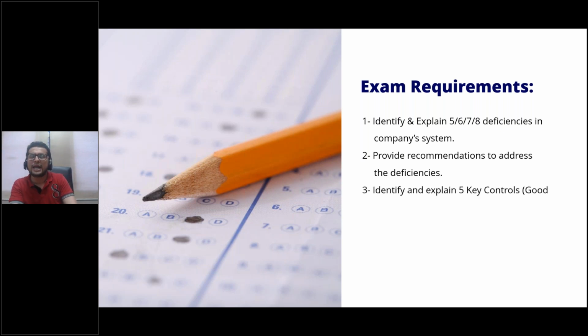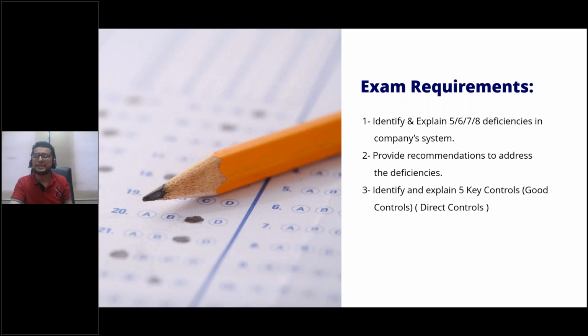Okay, let's go to exam requirement number 3. Well, what if the examiner gives you the sales system of the organization? An examiner might ask you to identify and explain 5 key controls, also known as good controls, also known as direct controls.